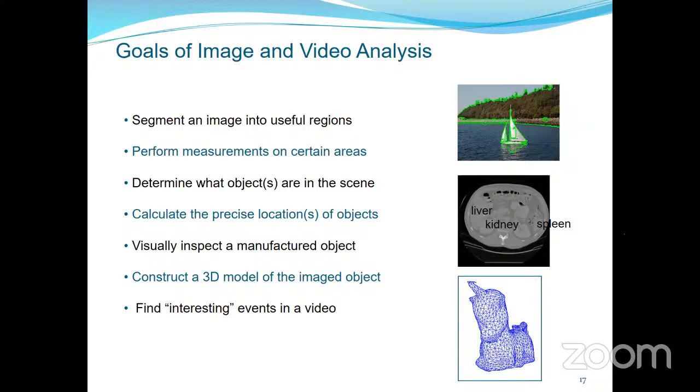So this is easy for us to identify, but how is the computer going to analyze it? First of all, we have to segment it. Segmentation is one of the goals of image and video analysis. We can perform measurement on certain areas and determine the objects. In this ultrasound scan, we can identify this is the liver, this is the kidney, and this is the spleen. We can construct a 3D model of the identified object, visually inspect a manufactured object, calculate the precise location, and find interesting events in a video. These are the goals of image and video analysis.